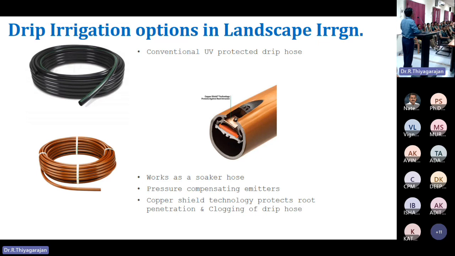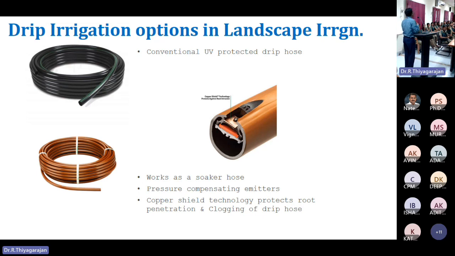Now why do you have that copper plate? That is the technology innovation in drip lines. What is the purpose of having a copper plate? If you don't have a copper plate, you have a plain inline drip line. The root is hydrotropic and geotropic, meaning it goes below the ground in search of water.